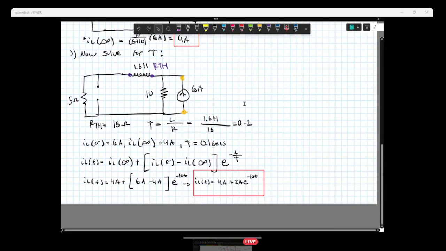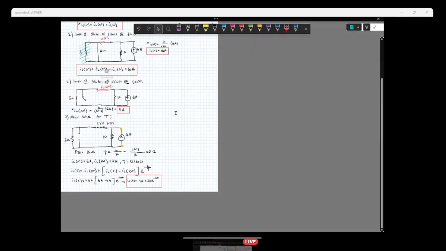Are we going to use step functions also? Oh, I wish you were here last time.